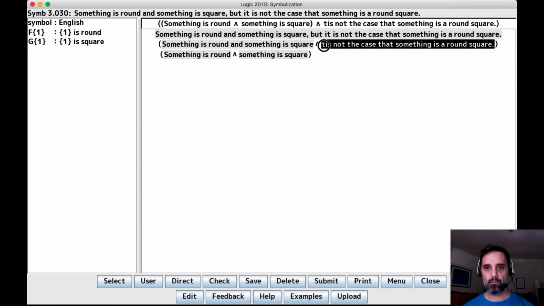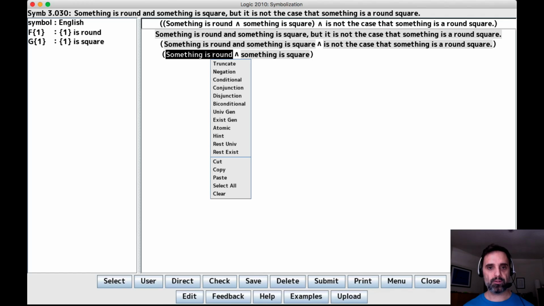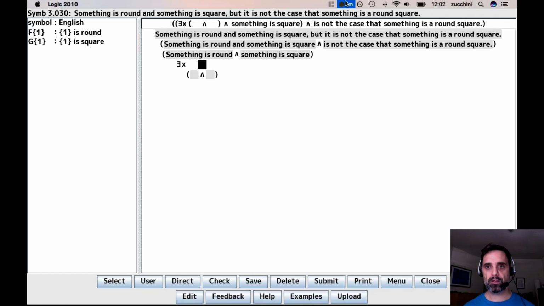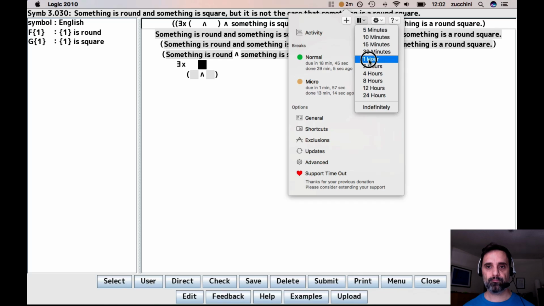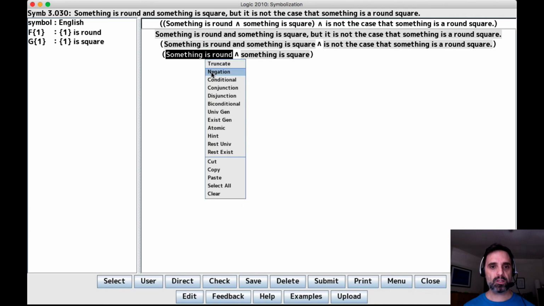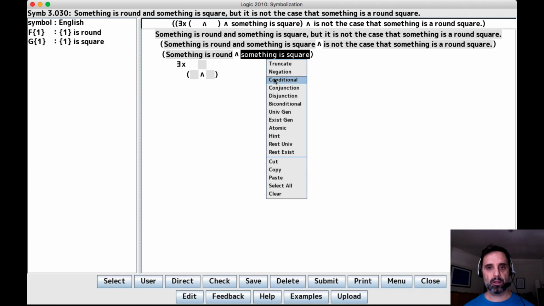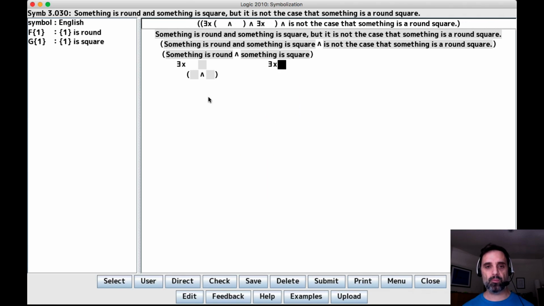And over here we have, well actually let's do these. So something is round, so that's an existential quantifier. We could select rest exist. Oh, let's make sure that doesn't interfere. So let me do that again. We could select rest exist, or we could just select exist gen. The exist gen just gives us the existential quantifier for existential generalization. The rest exist gives us the existential quantifier and then the conjunction.